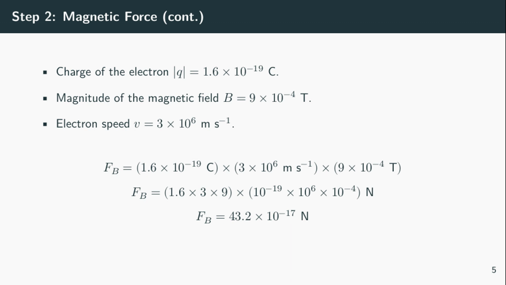We can group the numbers and the powers of 10: Fb equals 1.6 times 3 times 9 multiplied by 10 to the power of minus 19 times 10 to the power of 6 times 10 to the power of minus 4 newtons. Calculating this gives us Fb equals 43.2 times 10 to the power of minus 17 newtons.